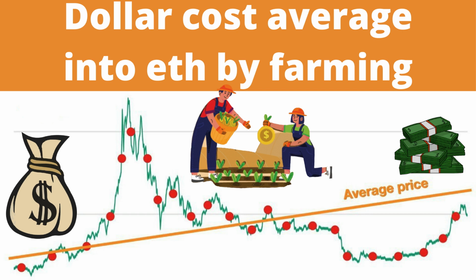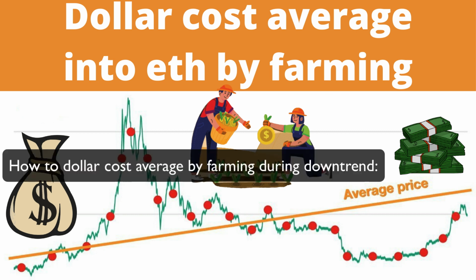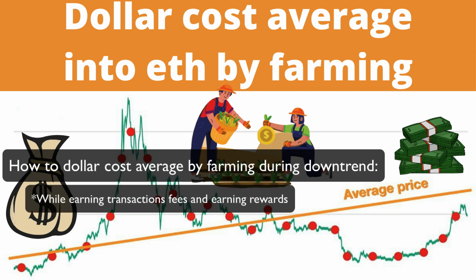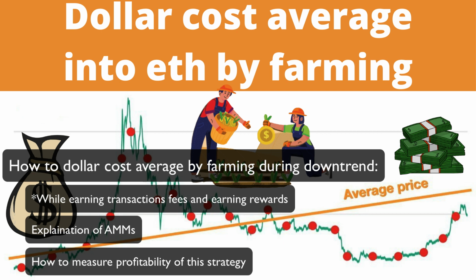In today's video, I'm going to talk about my farming strategy of indirectly dollar cost averaging from USDC into ETH during this downtrend, while at the same time earning transaction fees and making rewards. And it's completely automatic. In order to understand how I'm doing this, I'll briefly describe how pools in automatic market makers, or AMMs, work, and I'll show you how I'm actually measuring whether this strategy is profitable or not.